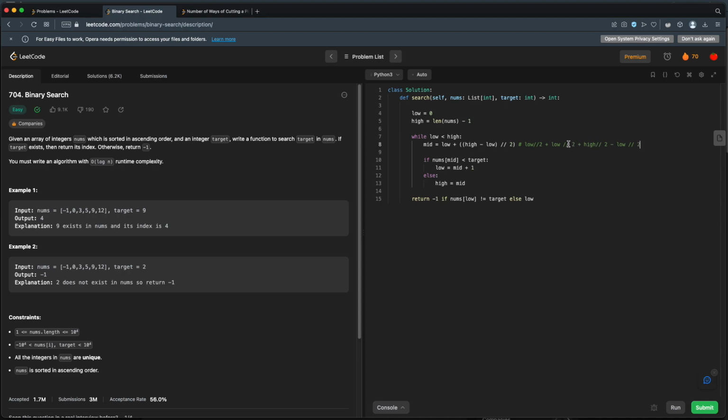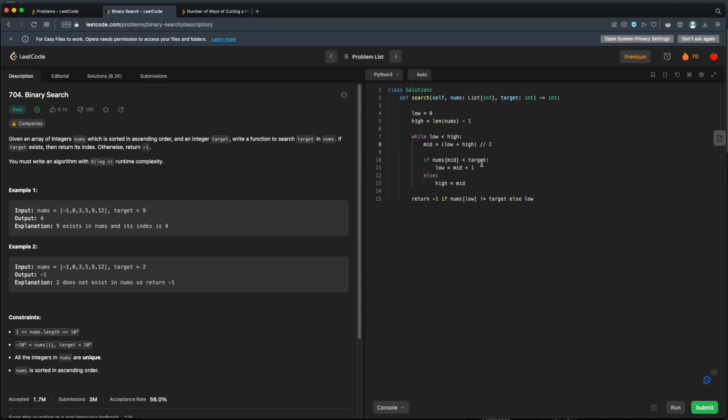All right, so that means that this low divided by 2 and this negative low divided by 2 can be canceled out, just like that. And this whole thing looks like it's low divided by 2 plus high divided by 2, which is the same as just low plus high divided by 2. Whew. All of that to say is we could do this: low plus high divided by 2. It's the same thing. That might save us just a little bit of runtime here.